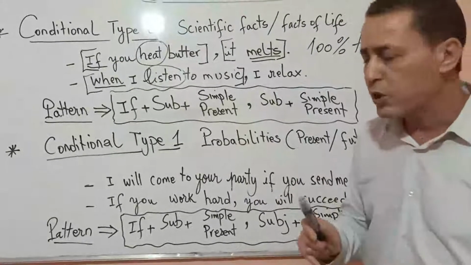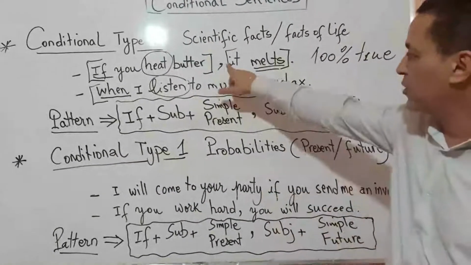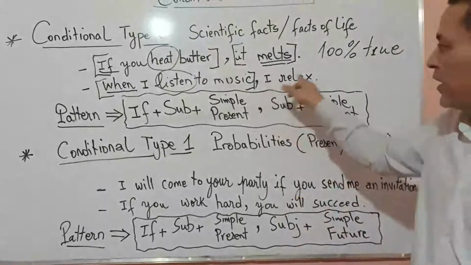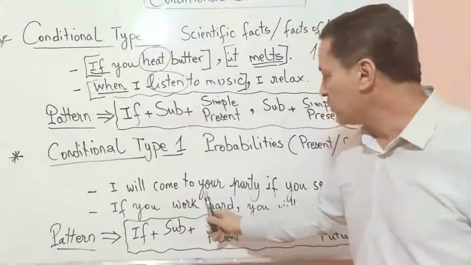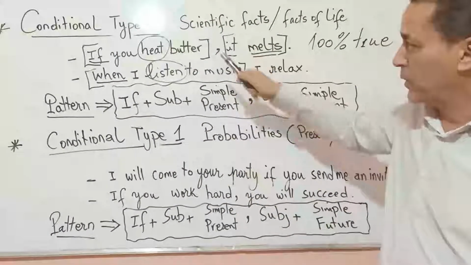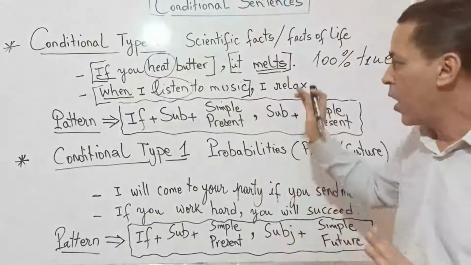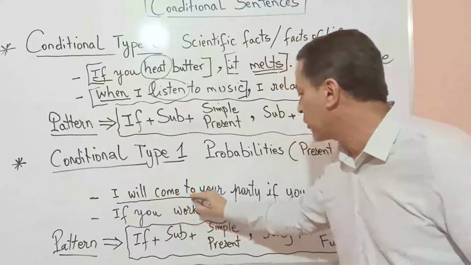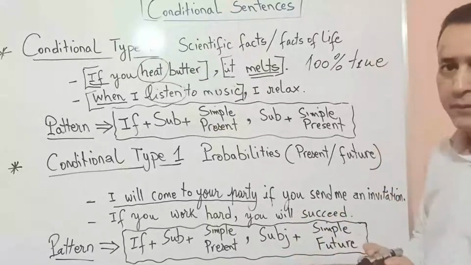So the first thing you note is when you start with the result clause, you don't keep the comma. Okay, as in the first example. Okay, and in the second, we have commas. Here we don't have a comma. So for example, I relax when I listen to music. No comma should be used. Right, so I will come to your party if you send me an invitation. Now, comparing with conditional type 0, in conditional type 0 we have things that are certain. Okay, things that are always true. But this is not all the time true. I will come to your party is not all the time true. So it may happen or it may not happen, right?